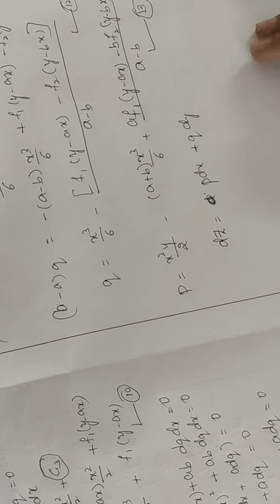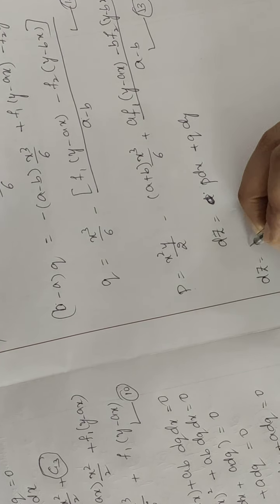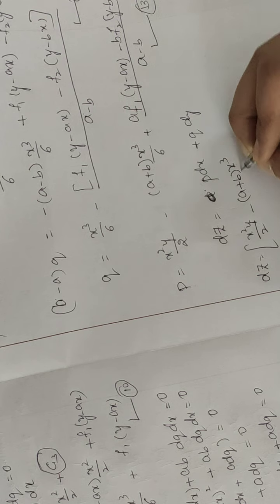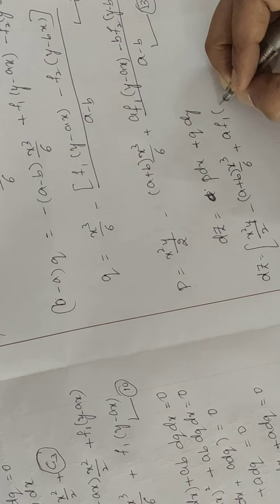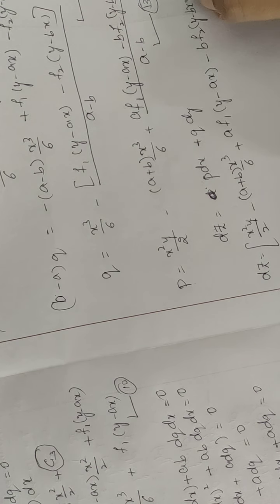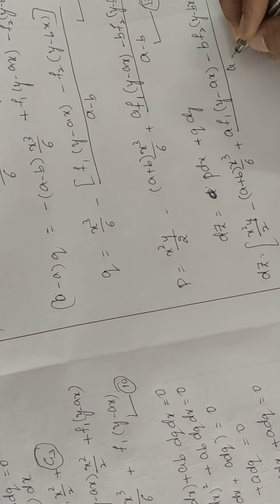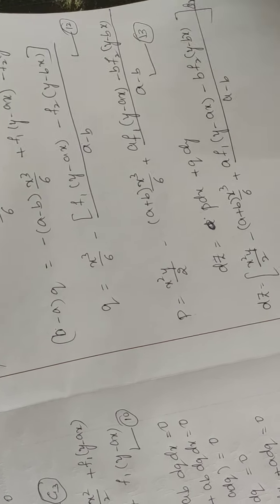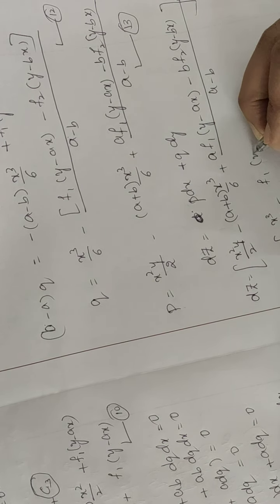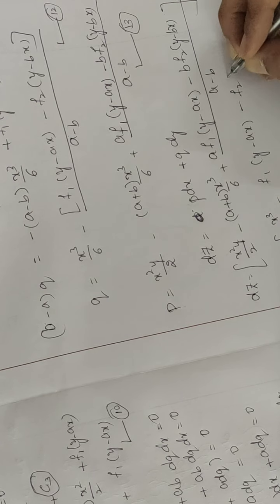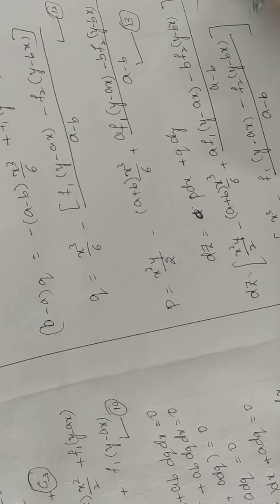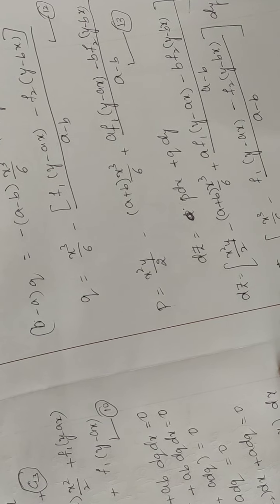So substitute the values. Dz will be equal to (x²y/2 − (a + b) x³/6 + a f1(y − ax) − b f2(y − bx)) divided by a − b into dx. Now substitute the value of q, that is (x³/6 − f1(y − ax) − f2(y − bx)) divided by a − b into dy, right?